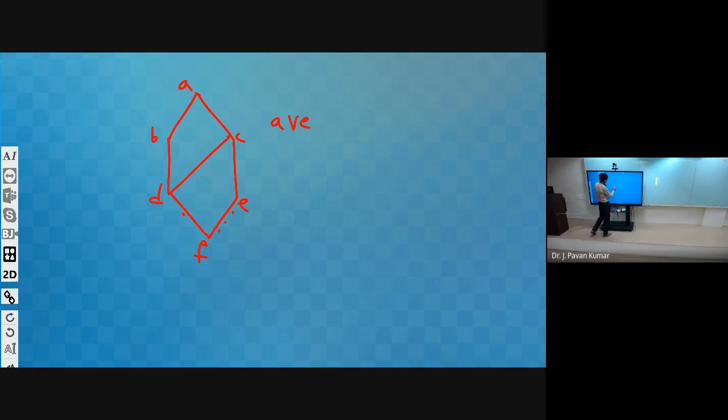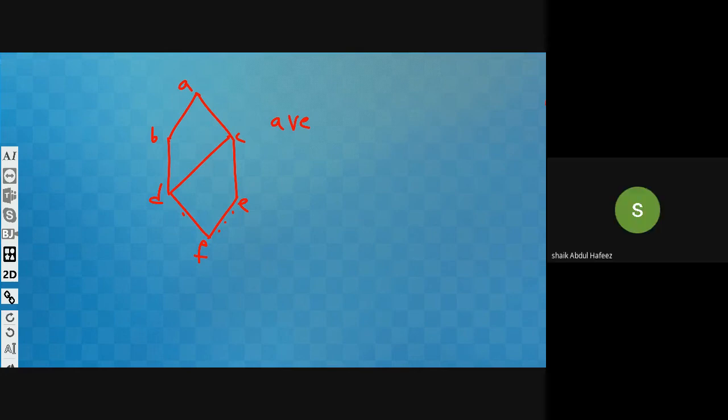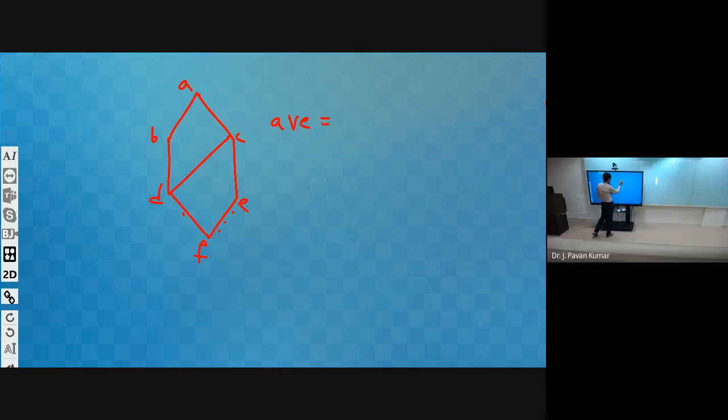A join E. Whenever you get doubt, you go to the fundamental. That is upper bound, right? Join in the sense upper bound. A join E will be A only, isn't it? Upper bound will be A only. For A comma E, upper bound will contain only A. So, greatest least upper bound will be A only.